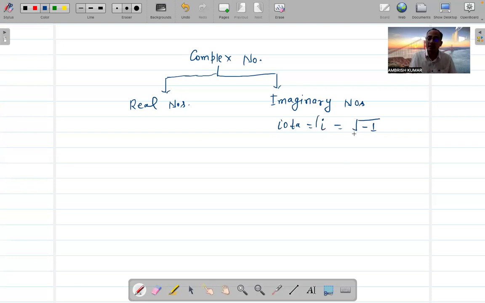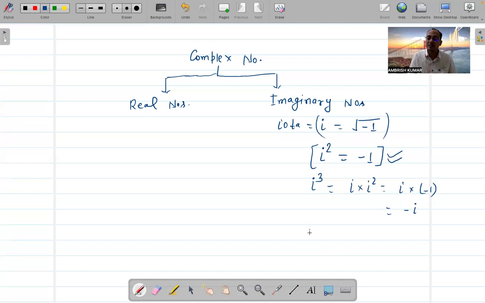Now from here, if you square both the sides, what you will be getting? You will be getting i square equals to -1. Then let's try to find the value of i cube. Look, i cube will be i into i square, and the value of i square we can use from here. So this will give you i into -1. So this will be your minus of i, right?